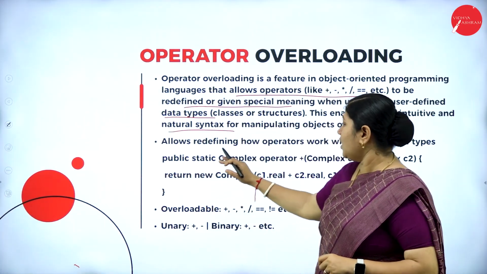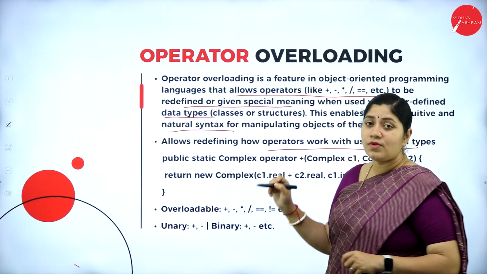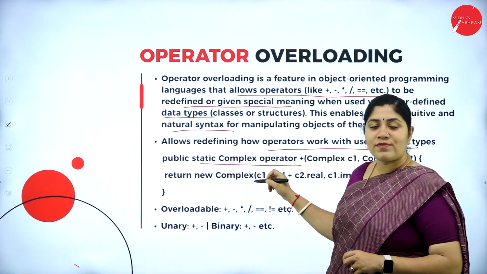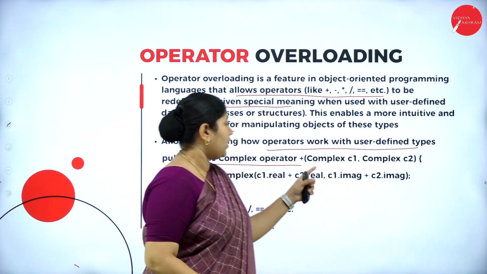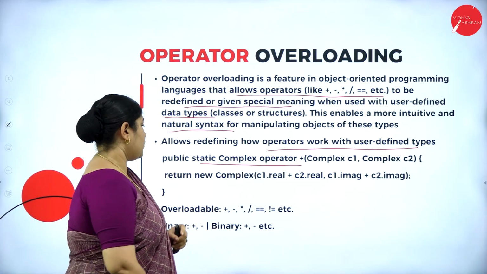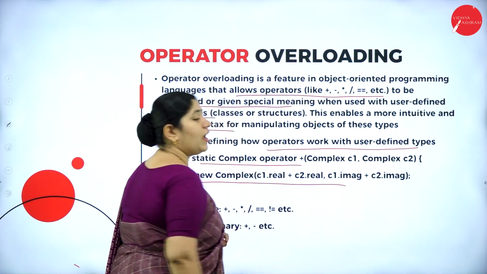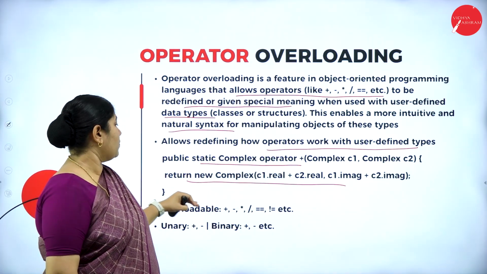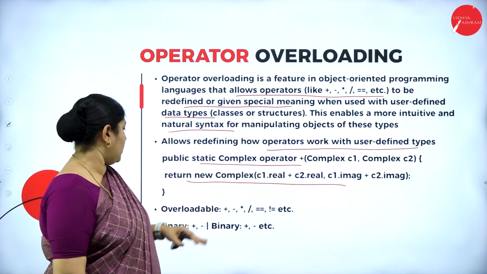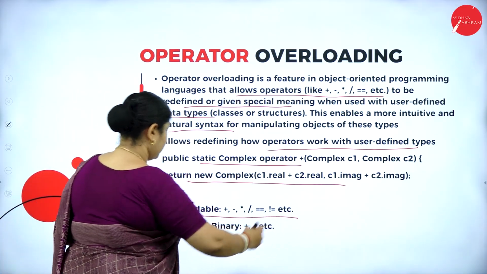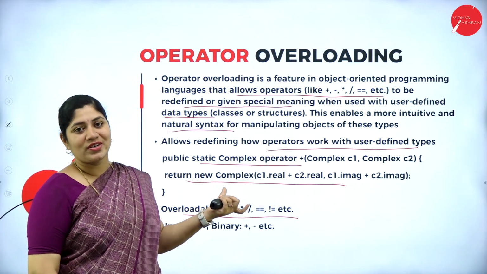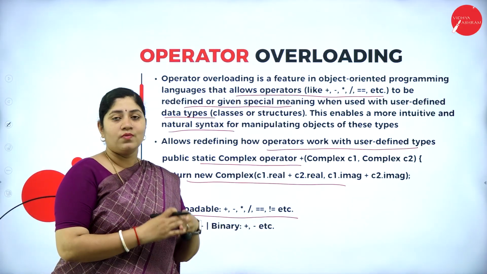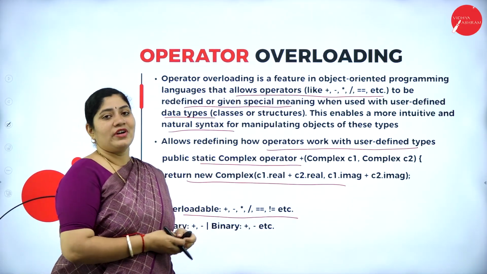Now let's see what it redefines. It allows redefining how operators work with user-defined types, defining a static complex operator by using complex numbers. Now we are returning the complex value with a real and imaginary part. That's where our line of code ends, and over here we can see its overloadability, and we can also use unary as well as binary operators. So these are the various operators we will be utilizing through operator overloading.